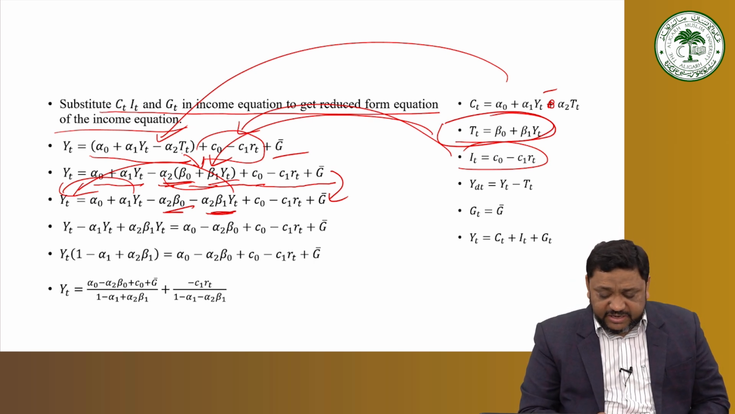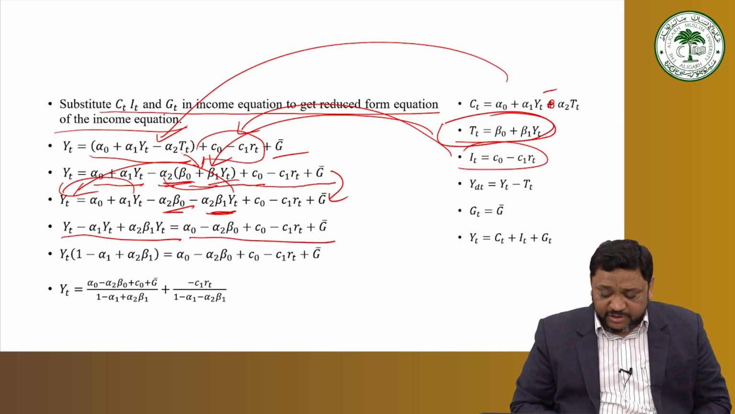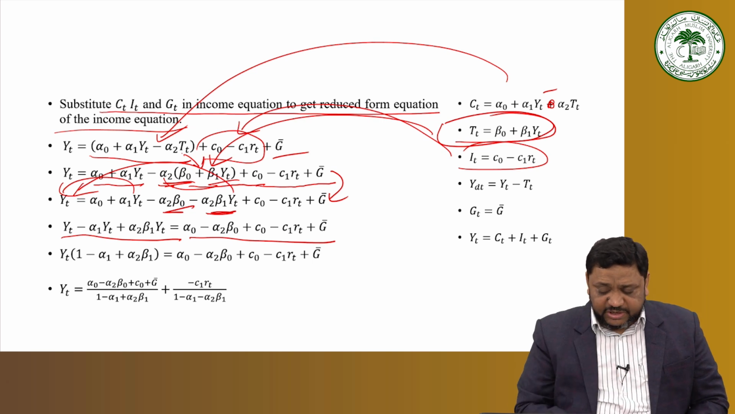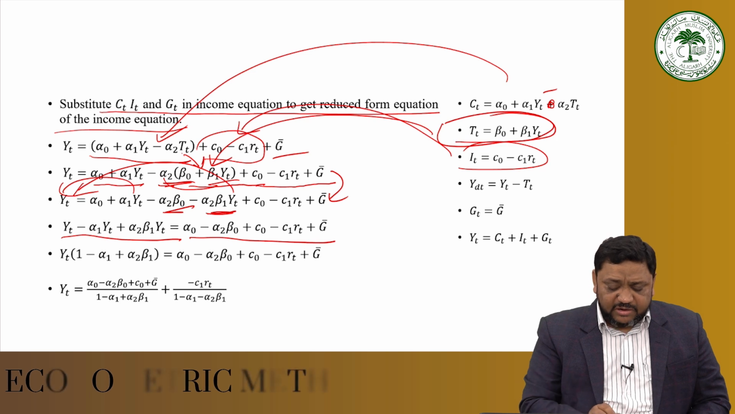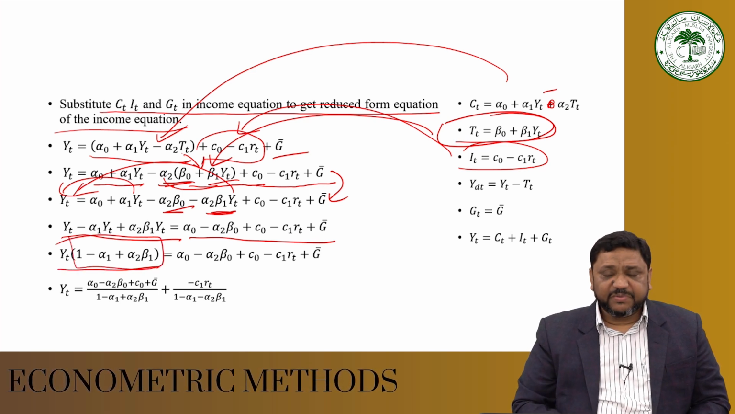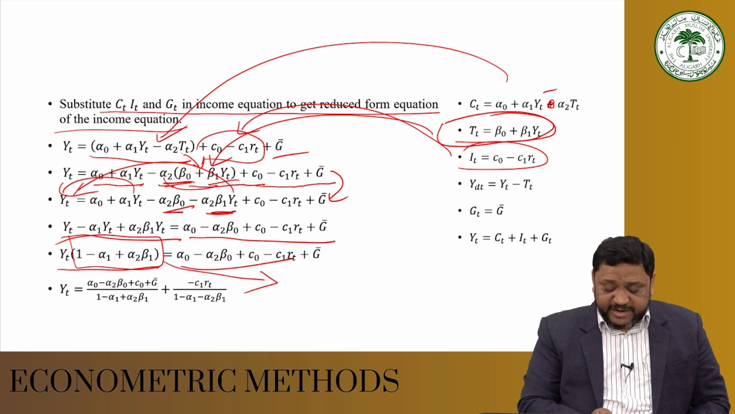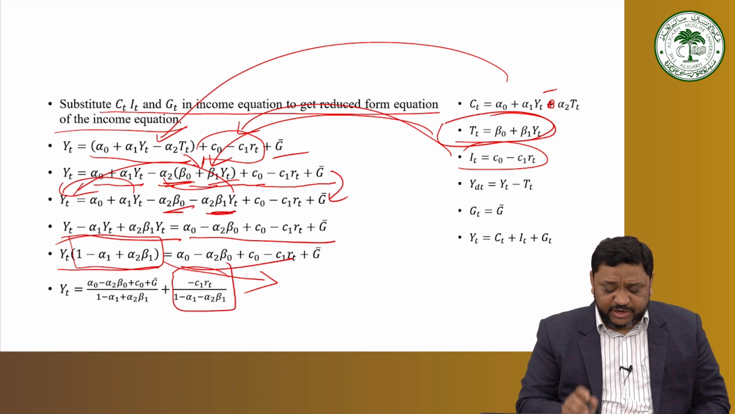So we can say Yt minus alpha 1 Yt plus alpha 2 beta 1 Yt is equal to the remainder of the terms, that is alpha naught minus alpha 2 B naught plus C naught minus C1 RT plus G bar. Then we take Yt common. So this term, that is 1 minus alpha 1 plus alpha 2 B1, can go to the denominator. We keep the RT term separate, but we are just taking it to the denominator.